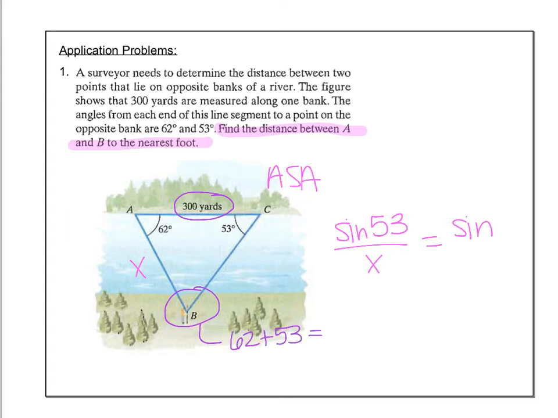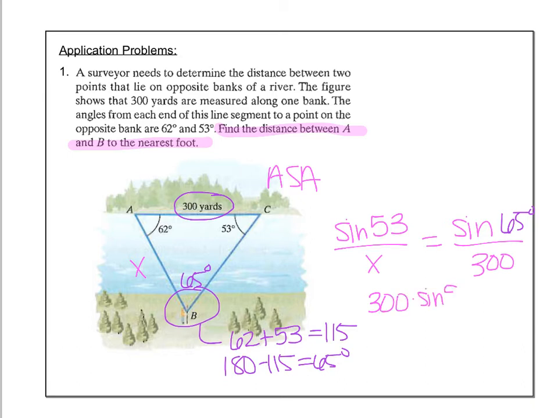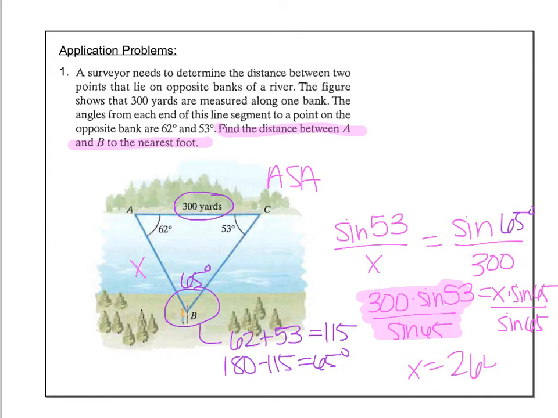Add the two angles that you know. That's going to be 115. Subtract from 180. You get that angle is 65. So just make sure you're using the appropriate angle in order to be able to use that 300. So it's sine of 65 over 300. And then we just cross multiply and solve. 300 times the sine of 53 is equal to x times the sine of 65. Divide the sine of 65 to both sides. And then your calculator again will do all the work. Type that in, and it says round to the nearest foot, so you should get an answer of 264 feet.